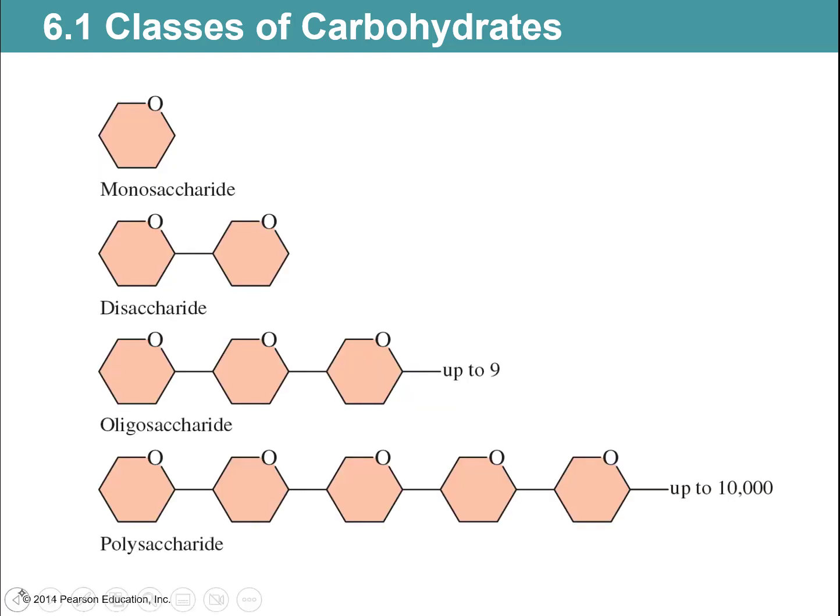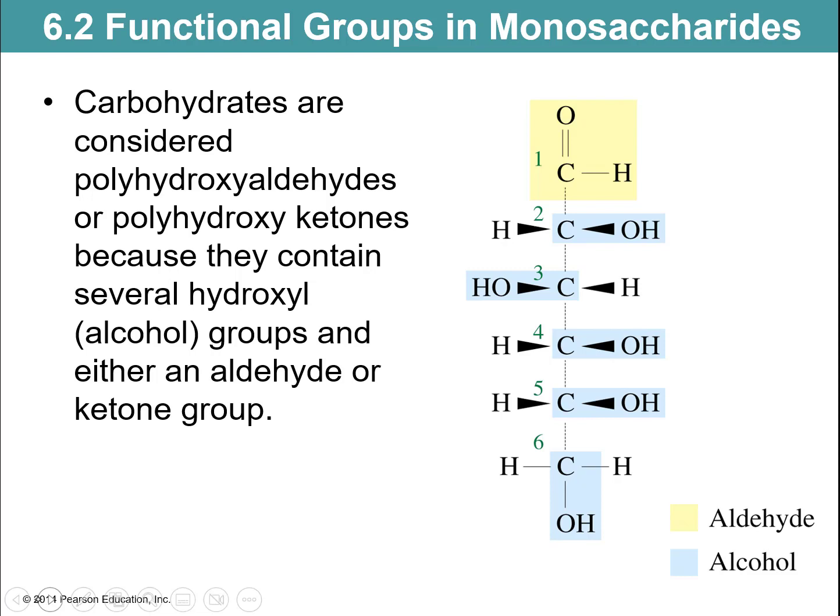So there's kind of like the little picture version. Just think of mono, one sugar. Di is like two single sugars linked together. Poly can have up to thousands of those sugar units all linked together. So we're going to first talk about the simple sugars, and then we'll talk about the polysaccharides, the more complex sugars, complex carbohydrates.